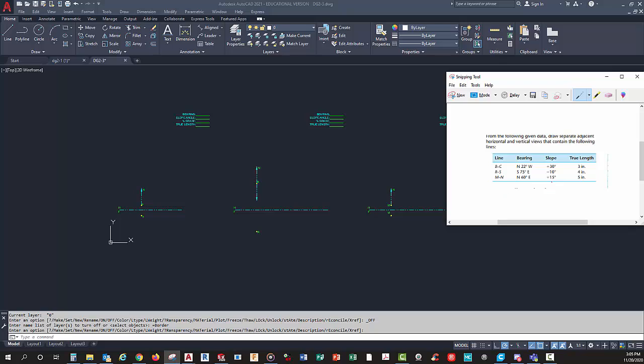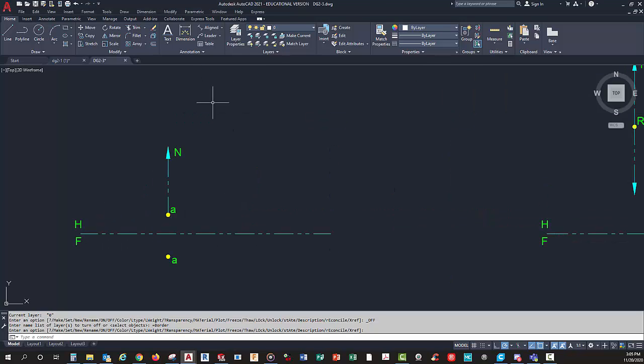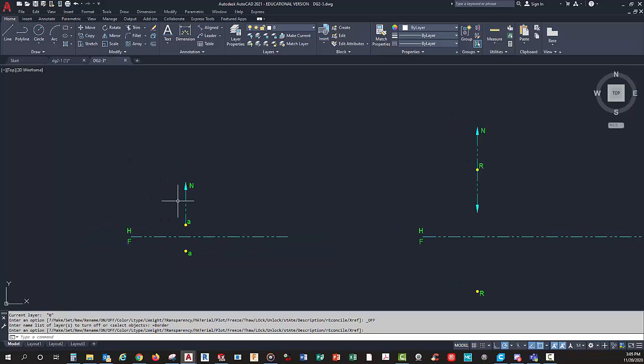Now, the other things they gave us was it has a slope, positive 15, negative 10, positive 30. The true length is 3 inches, 4 inches, and 5 inches. Well, you'll notice that I don't have anything to start with except for these 2 points and a north arrow. With that information, what can I do? Well, I've been given the bearing, so we could start with that. So I said 22 degrees west, right?